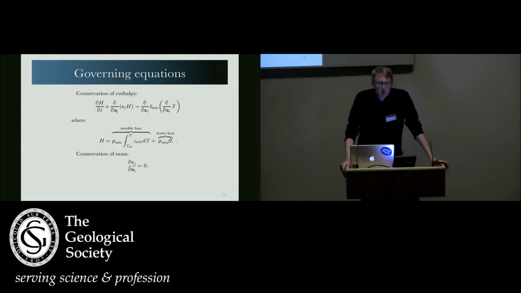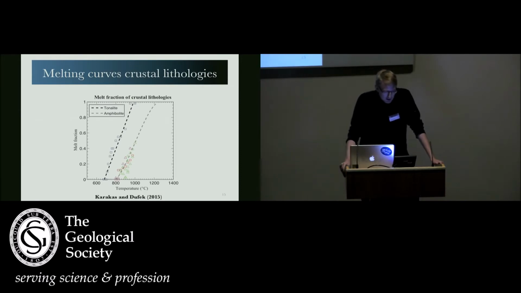So governing equations: we're just solving for conservation of energy and mass. When we're crystallizing, you have to take into account the latent heat, obviously. And to take into account the latent heat, you're using melting curves or crystallization curves. For our crustal lithologies, we use amphibolite in the lower crust and tonalite for our upper crustal system. And these are calibrated from experiments.